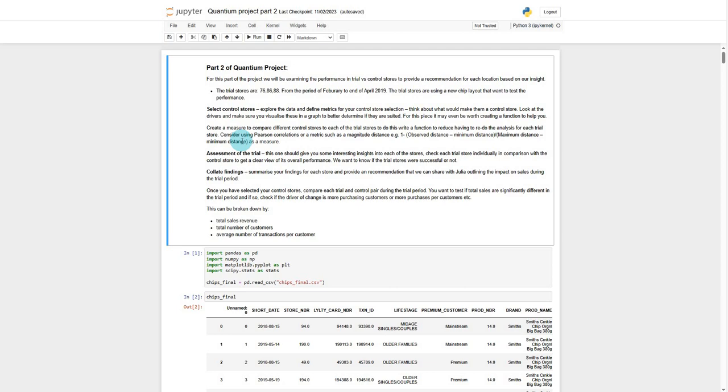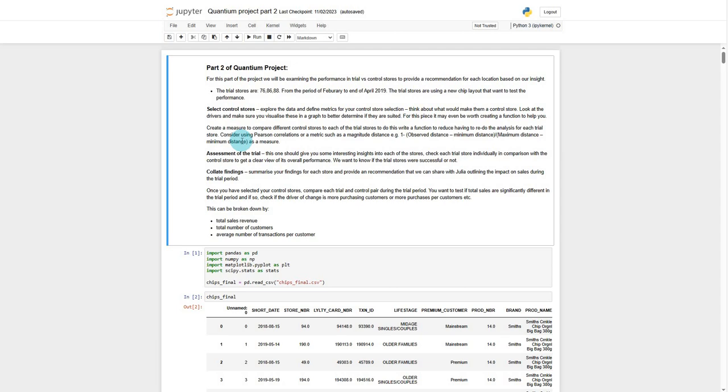So this is part two of the project. In part two, the client comes back to you telling you that they are trying out a new layout for their chips in their stores. They're looking basically to see how it's performed over this period of time compared to stores that didn't have this new layout. The trial stores they already give you, so it's stores 76, 86, and 88. The trial period went from February 2019 to the end of April 2019.